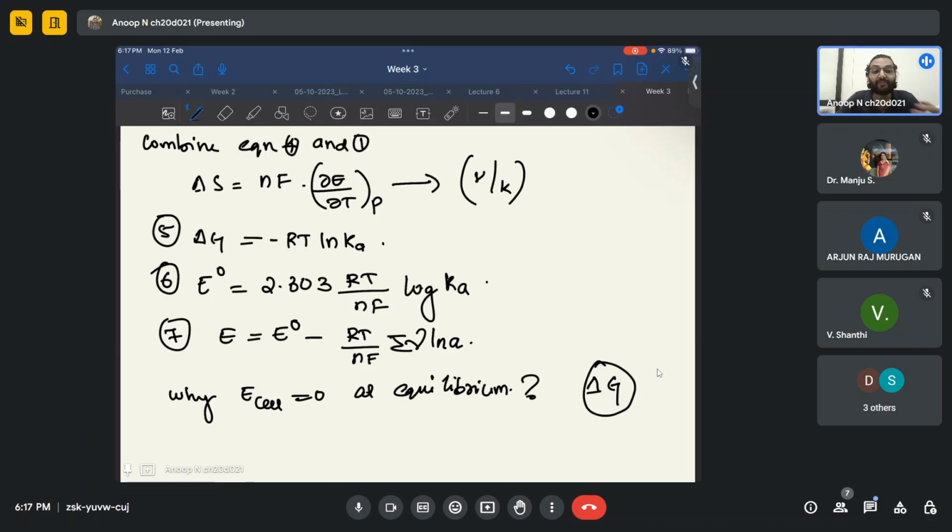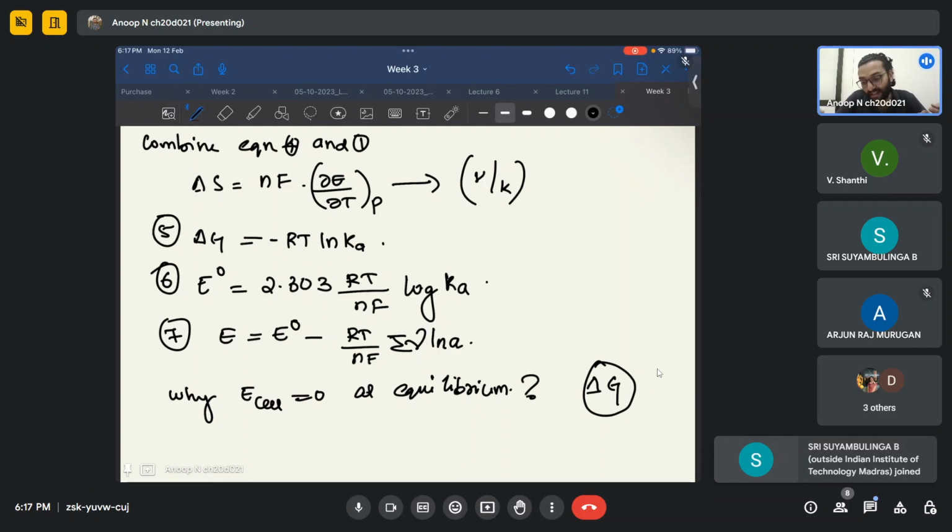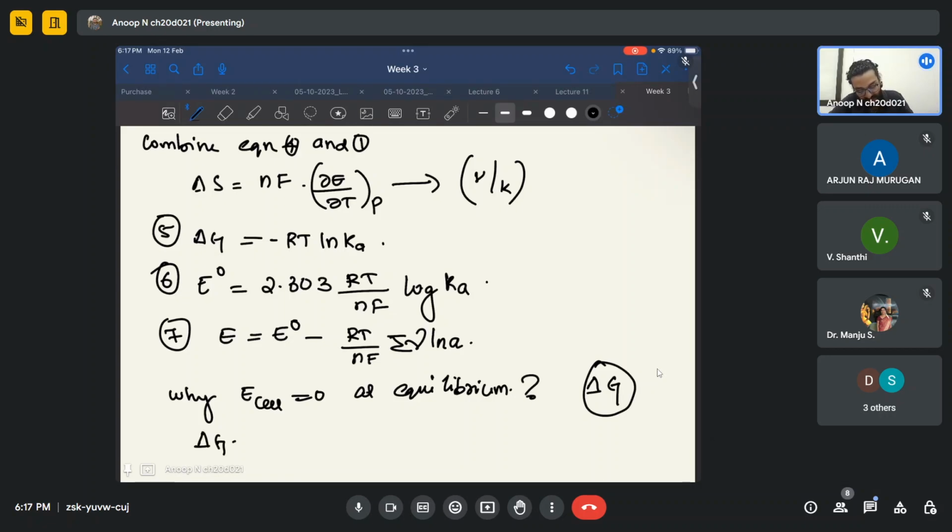Now we will come back to the definition of what is free energy, Gibbs free energy. Gibbs free energy represents the net work done, which includes the electrical and surface work. So by that definition, if the net work is 0, delta G is equal to 0. Delta G equal to 0 means delta G is equal to minus nF E cell, which implies E cell equal to 0. Is it fine? W net equal to 0.